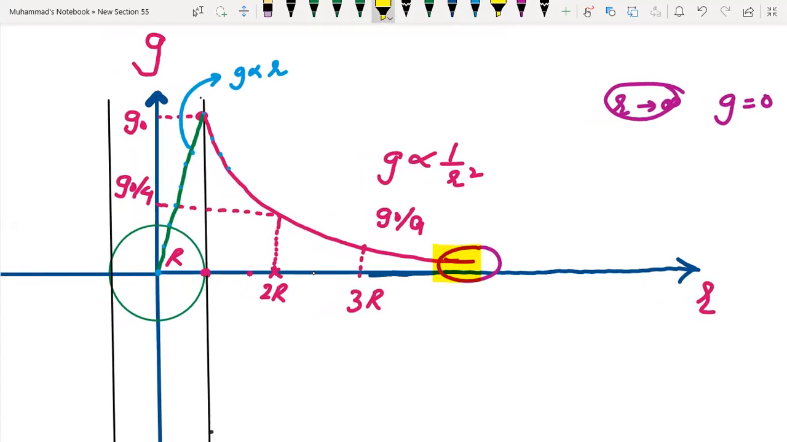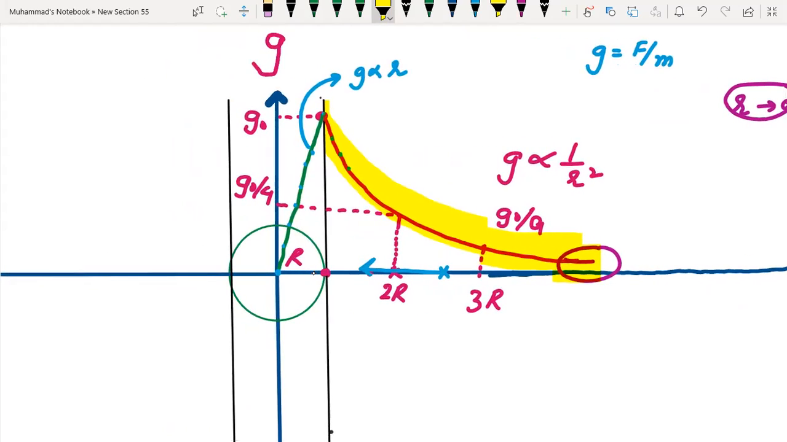Now another question: what will be the direction of G at this point? Gravitational field strength is defined as gravitational force per unit mass, and gravitational force is always an attractive force. So the direction of gravitational field strength will be towards this mass. As you move away from the surface of this planet, gravitational field strength will decrease. You can see this from this graph, and eventually it will become 0 at infinity.